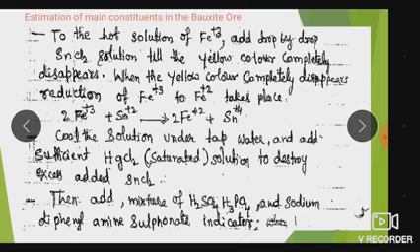Then what reaction occurs? 2Fe3+ plus Sn2+ gives 2Fe2+ plus Sn4+. The reduction of Fe3+ to Fe2+ takes place and oxidation of Sn2+ to Sn4+ takes place. Cool the solution under tap water and add sufficient HgCl2 solution to destroy the excess stannous chloride added.